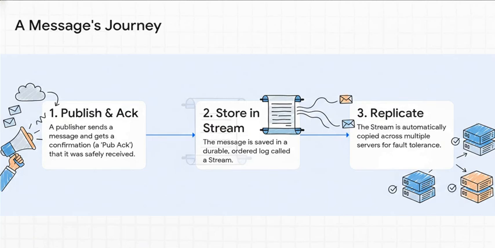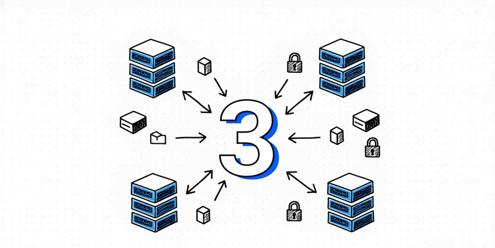Well, a message goes on this little three-step journey. First, a publisher sends a message, but it doesn't just fire and forget. It gets an immediate confirmation back. We call it a pub-ACK that says, yep, we got it, it's safe. Then, that message is stored in this durable, ordered log called a stream. And finally, for extra safety, that stream is automatically copied across multiple servers. And you actually get to decide how many copies, or replicas, of your data to keep. A really common and super robust setup is to have 3 copies.